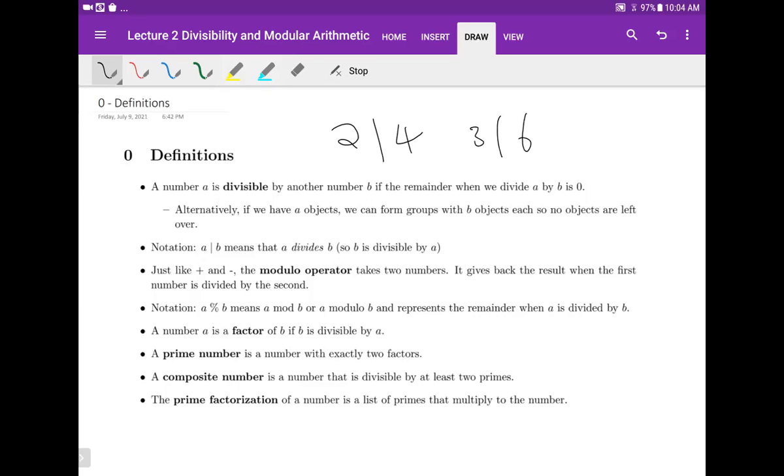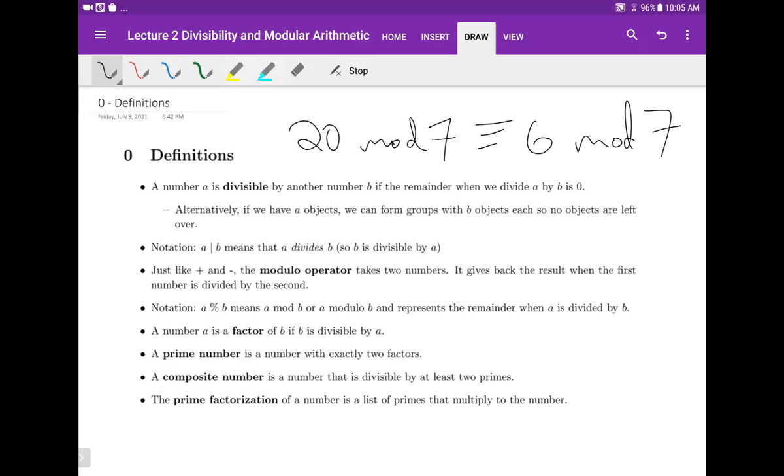All right, and then next, just like plus and minus, the modulo operator takes two numbers and gives back the remainder when the first number is divided by the second. For example, let's say 20 mod 7. 20 divided by 7 is 2 with a remainder of 6. So 20 mod 7 would equal 6.